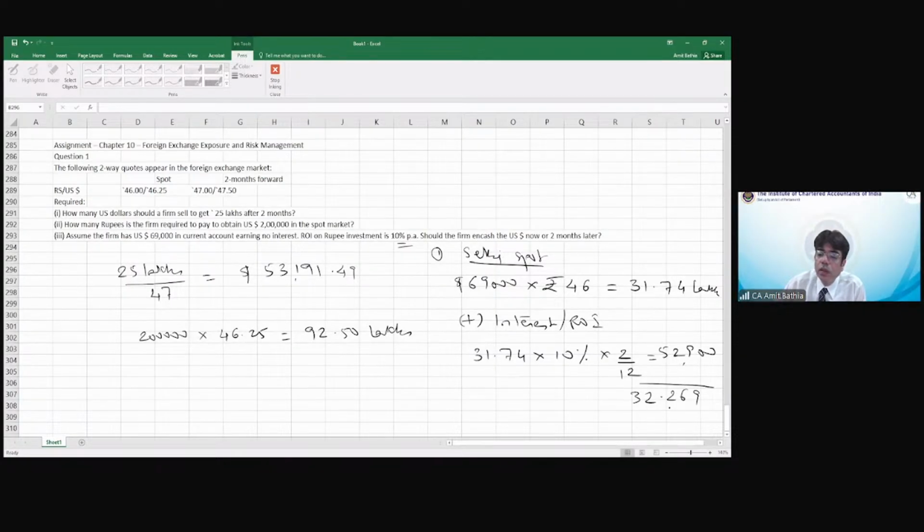Right? Now, what is my second option? My second option is selling in forward, that is, after 2 months. Forward 2 months.